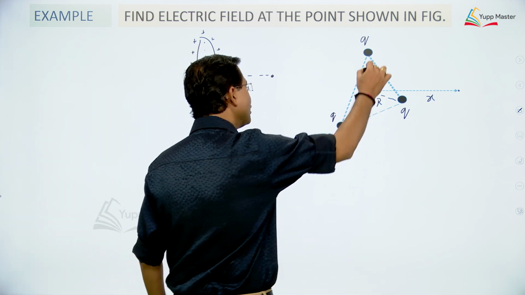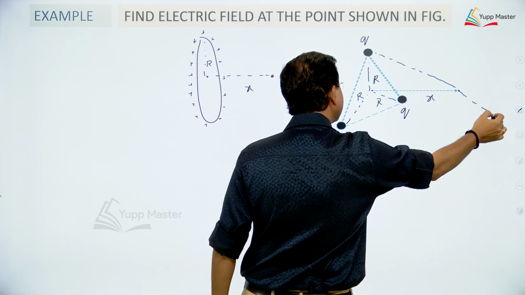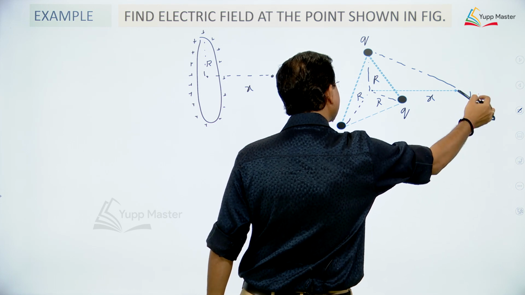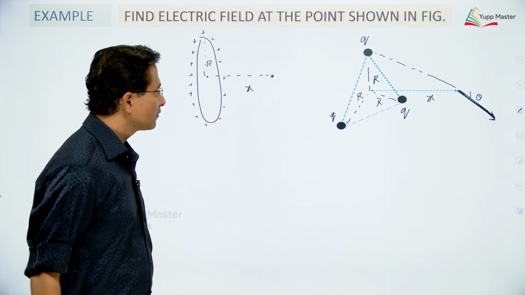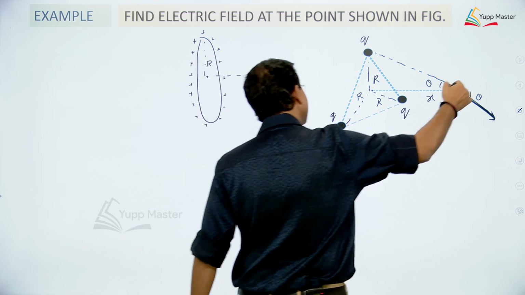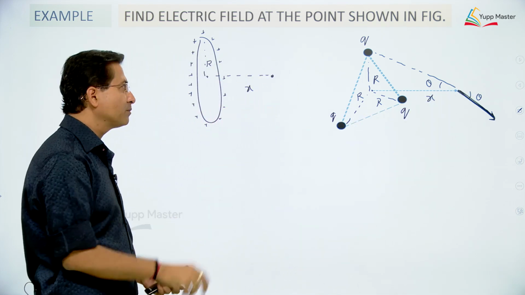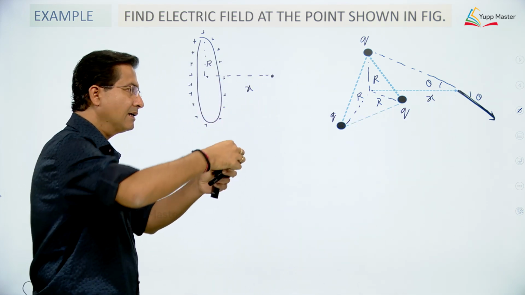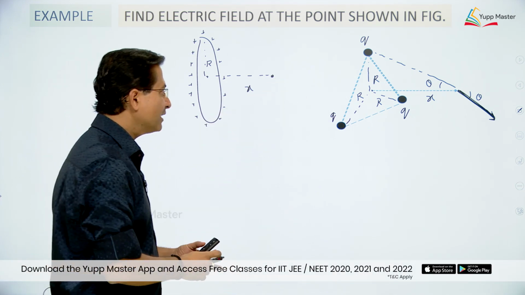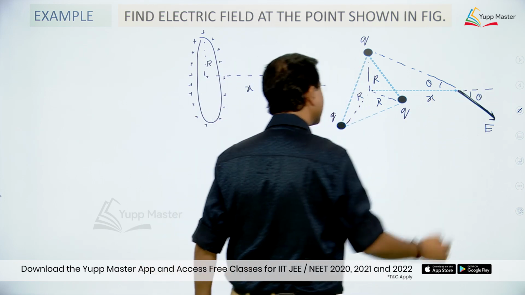Now, if you look at this one, this will create a field in this direction, this will create a field in this direction at an angle theta, whatever be this angle. Similarly, this will produce a field in this direction and that will produce a field in this direction. So, there will be fields produced by these 3 particles in these directions. If you add, their cos component will get added up. So, this is the field produced by 1.